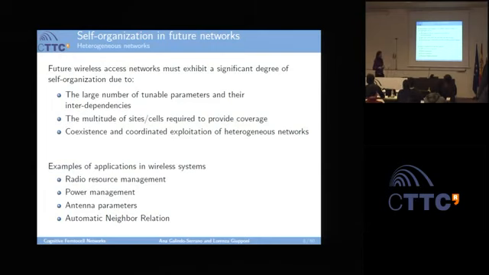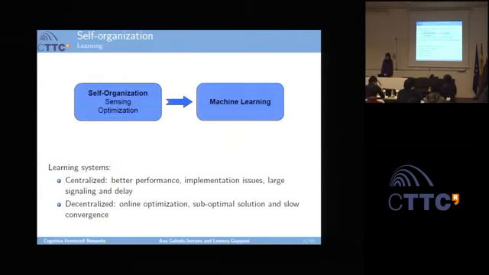So some examples of applications of self-organization for wireless systems can be found in radio resource management, for example, for handover control, for admission control. Also, we can find it for power management, for the configuration of some antenna parameters, also to find the automatic neighbor relations, and so on and so forth.